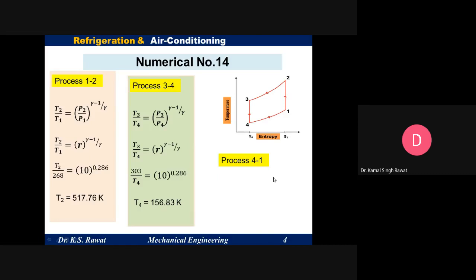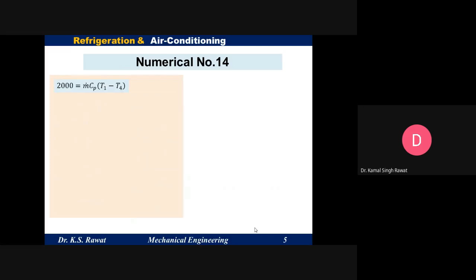So we can write for this process Q naught is equal to m dot Cp (T1 minus T4). So we have the value of T1, the value of T4, and also the value of Cp, and this Q naught is given, which is equal to 2000 kilojoule per minute. So now let's simply put the values, and we will get 2000 equal to m dot. So we put the value of Cp 1.005 into T1 which is 268 minus the value of T4 we have just calculated, 156.83. So now by simplifying this, we will get the value of m dot.